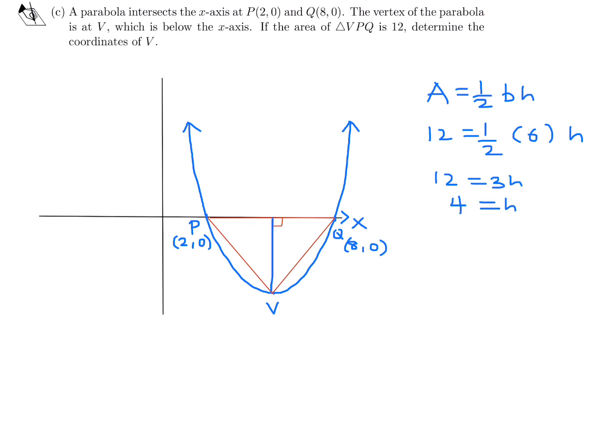So that means this distance is 4. So that means this coordinate is minus 4, since it's below the x-axis. So the coordinates of V would be, well, that's the midpoint from 2 to 8. So 8 plus 2 divided by 2, so that's going to be 5. That'll be the x-coordinate, and then the y-coordinate is this minus 4. So (5, -4) are the coordinates for the vertex V.